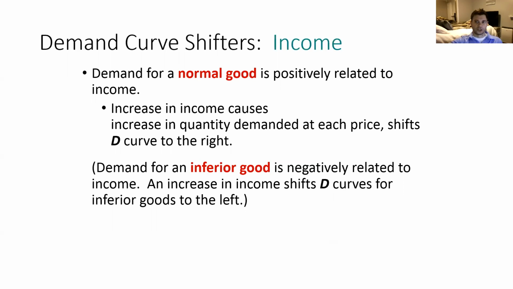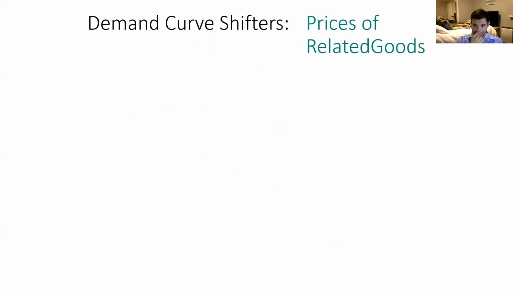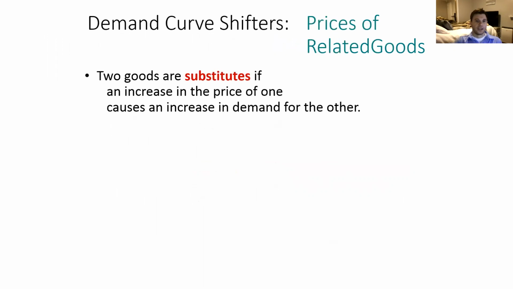Okay, the other important shifter of a demand curve is prices of related goods. We're going to define goods as being related really in one of two major ways. First and foremost, we will define goods as being substitutable if an increase in the price of one good causes an increase in demand for the other. When the price of a substitute good goes up, the demand curve for the other good will shift to the right.